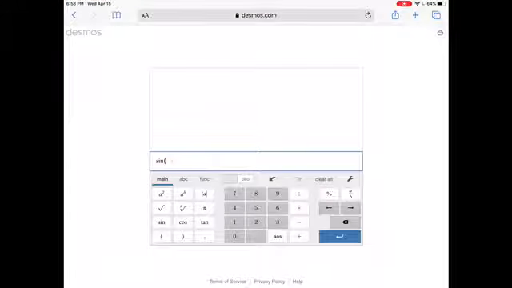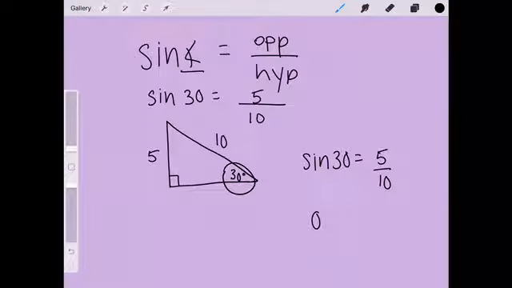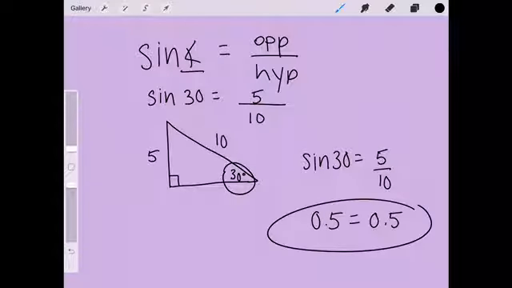What is the sine of 30 degrees? Find that out for me. Good. Sine of 30 degrees is 0.5. And what do you get when you do 5 divided by 10? Also 0.5. That is not a coincidence. That is the whole purpose of this trigonometric function.